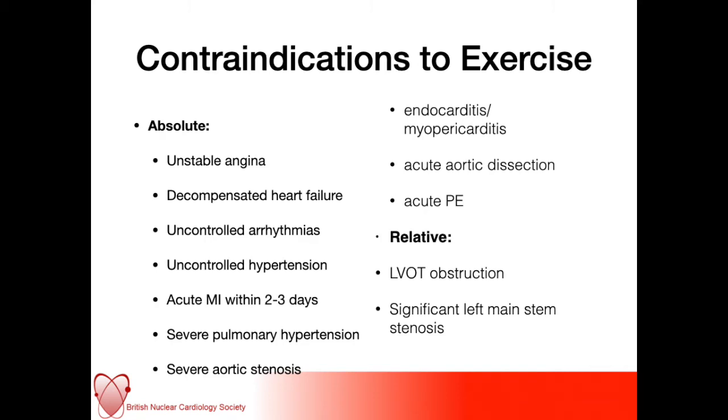There are contraindications to exercise, the absolute ones, if the patient is suffering from unstable angina, if they have decompensated heart failure, uncontrolled arrhythmia, uncontrolled hypertension, if they've recently suffered a myocardial infarction, if they have severe pulmonary hypertension, or if they have severe aortic stenosis. Endocarditis, myopericarditis are also contraindications, as is acute aortic dissection and pulmonary embolism. Relative contraindications are LV outflow tract obstruction and significant left main stenosis.